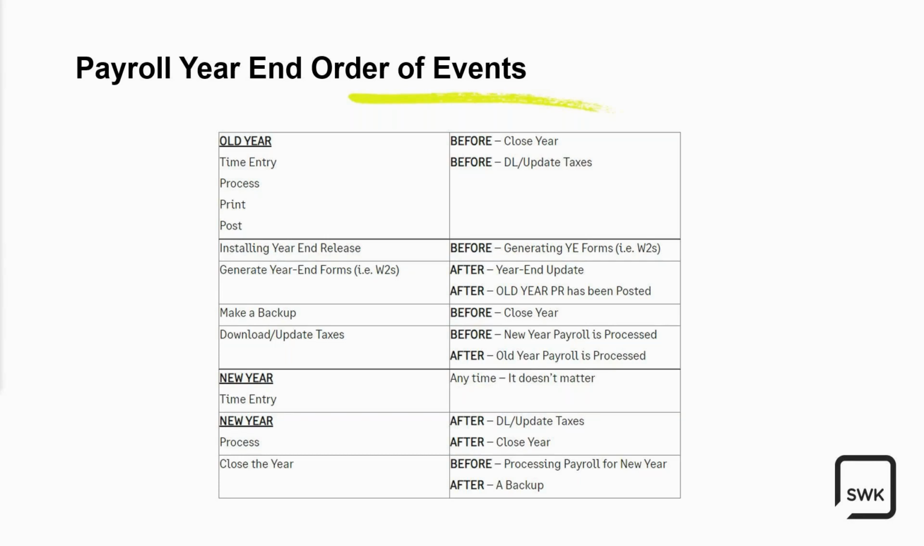So after we do the year-end update, after the last payroll has been processed in the prior year, we do recommend making a backup. So if you want to make a copy of your company, just in case there's any sort of issues, we usually make a backup, and then we download and update the taxes before the new year payroll is processed, but after the old year payroll is processed. So that'll be the tax updates for the new year.